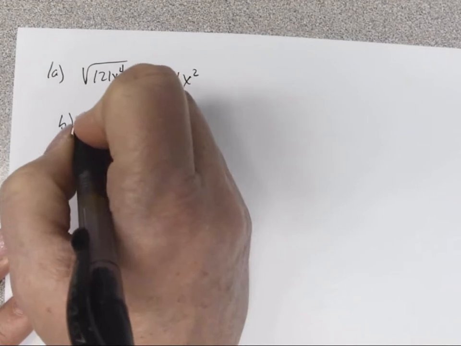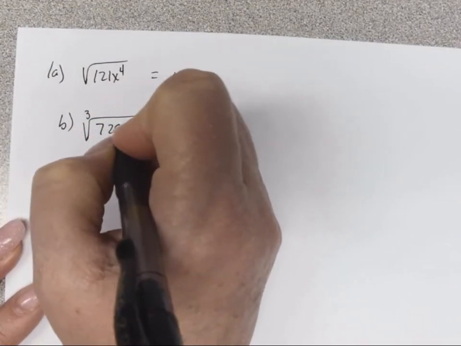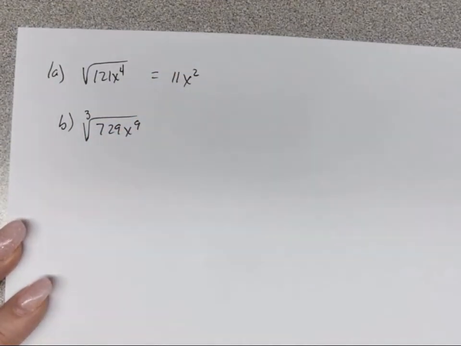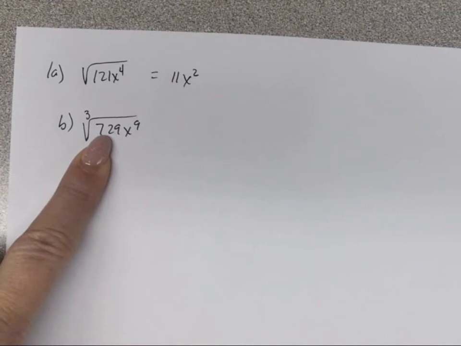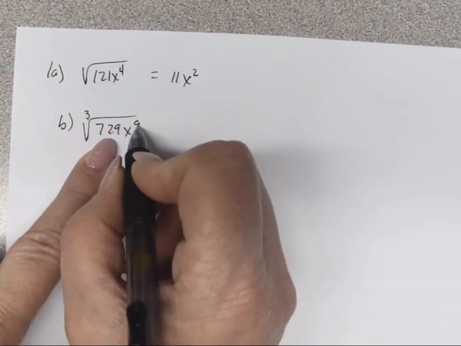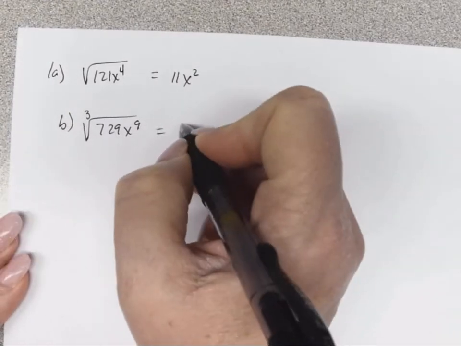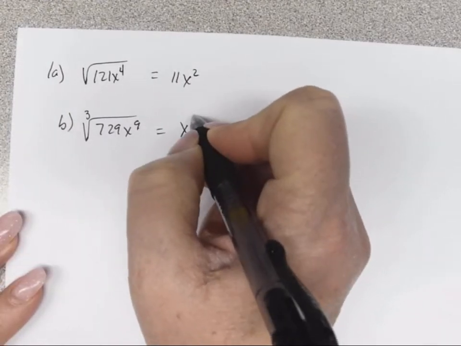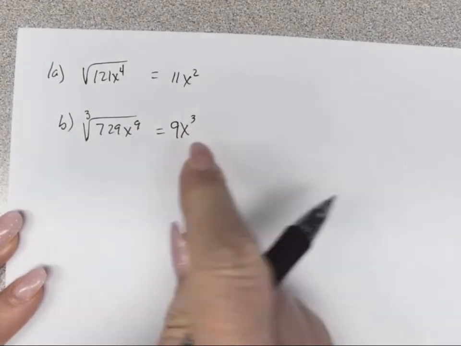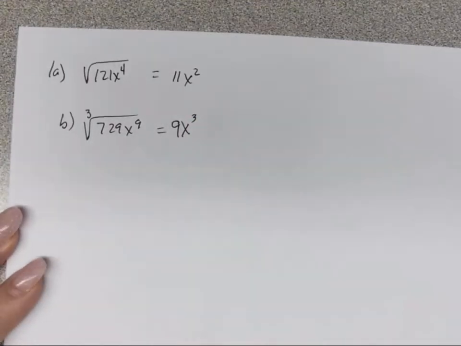If we look at the cube root of 729 x to the ninth, we would put this in the calculator first to see if it's a perfect cube, and it is. It is 9. 9 times 9 times 9 will get you 729. And then the x to the ninth, divide by 3, will get us x cubed, and we've got to put that 9 in front. So those are just perfect squares and perfect cubes.